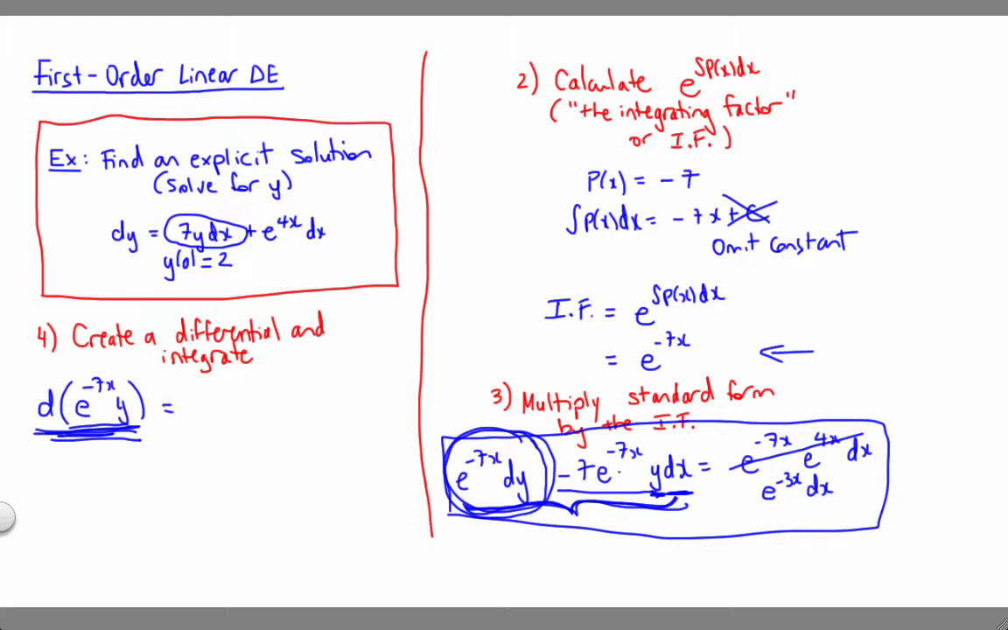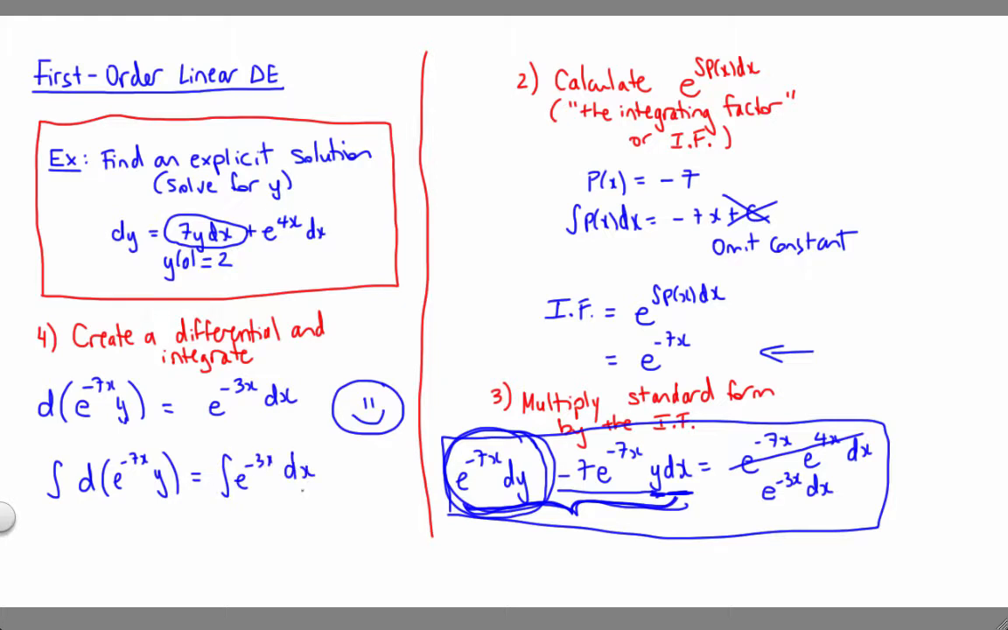Okay, so I'll just recopy the right side here. No change happening there. Now at this point, I'm going to put a big happy face. We've created a situation where it is now super easy, or at least fairly easy, to integrate both sides of this equation. So let's integrate both sides. We're going to integrate the differential of e to the negative 7x times y, and that's going to be equal to the integral of the right side.